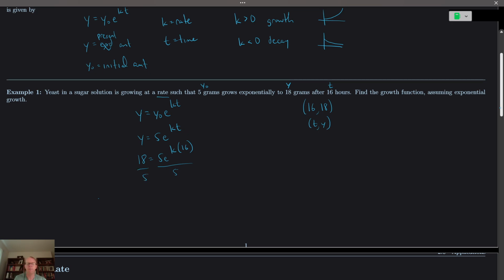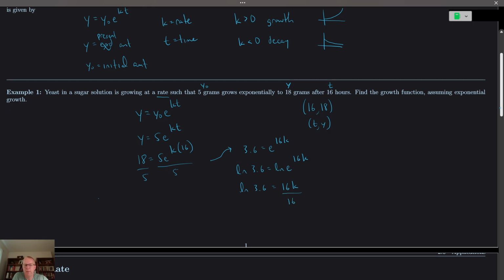So let's divide by 5. And so 18 divided by 5 is 3.6. So 3.6 equals e to the 16k. Now we have a very basic exponential equation. Let's ln both sides. Ln and e cancel out. Let's leave this for just a second, put that in the calculator in a minute. And so we have ln of 3.6 equals 16k.